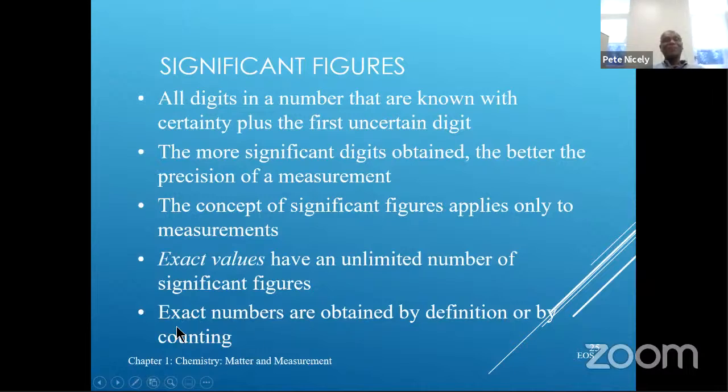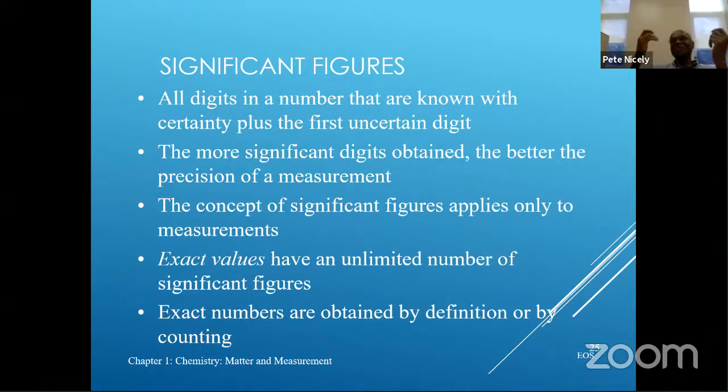And how do we tell the difference between measured values and exact values? Well, obviously, measured values are numbers obtained by measuring something. Exact numbers, on the other hand, are obtained by one of two ways, either by counting or by definition, all right? So if I say, for example, that the number of students in a class is 20, then that number 20 would be an exact number because it's a number that's obtained by doing a head count of the students in the class, all right?